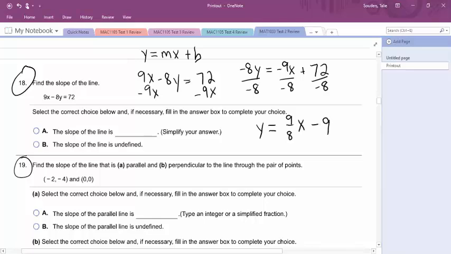So what is the slope? 9/8. Good, because the slope is the coefficient of x. So it is just 9/8. Very good that you do not include the x. The x is not part of the slope. The slope is just a number. Unless it's undefined, of course.